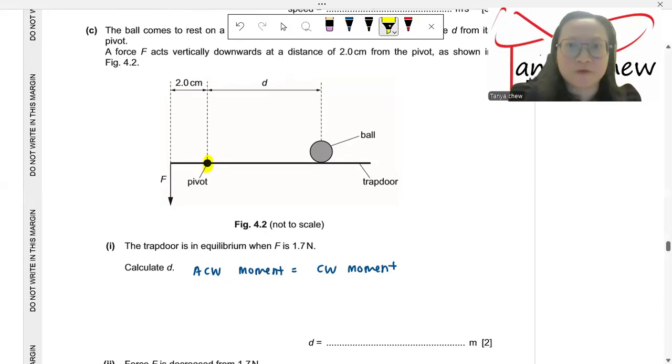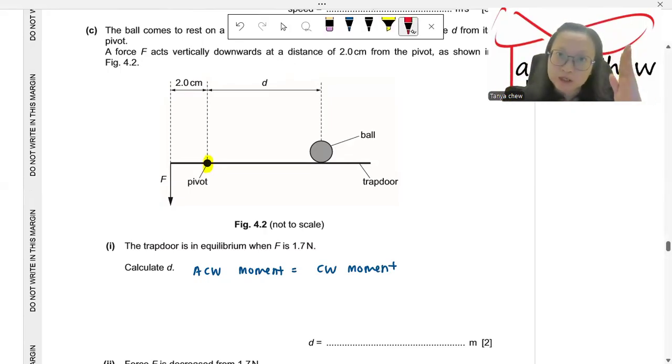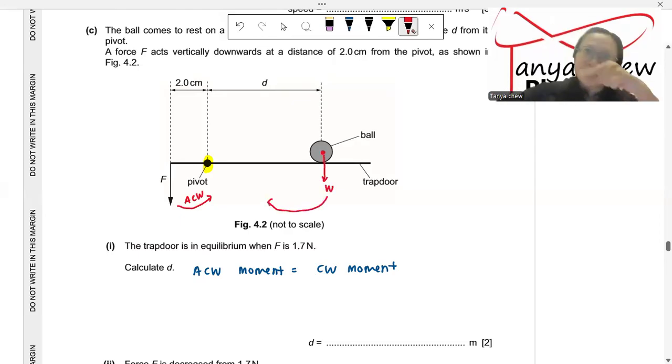I will use my pivot to see. Now, force is going downwards. While going downward, it will seek the pivot, so it has to turn in this direction. This is anti-clockwise. And the ball has a weight, which is downwards. While going down, the weight of the ball will turn towards the pivot, so it has to turn to the left-hand side, which is clockwise.